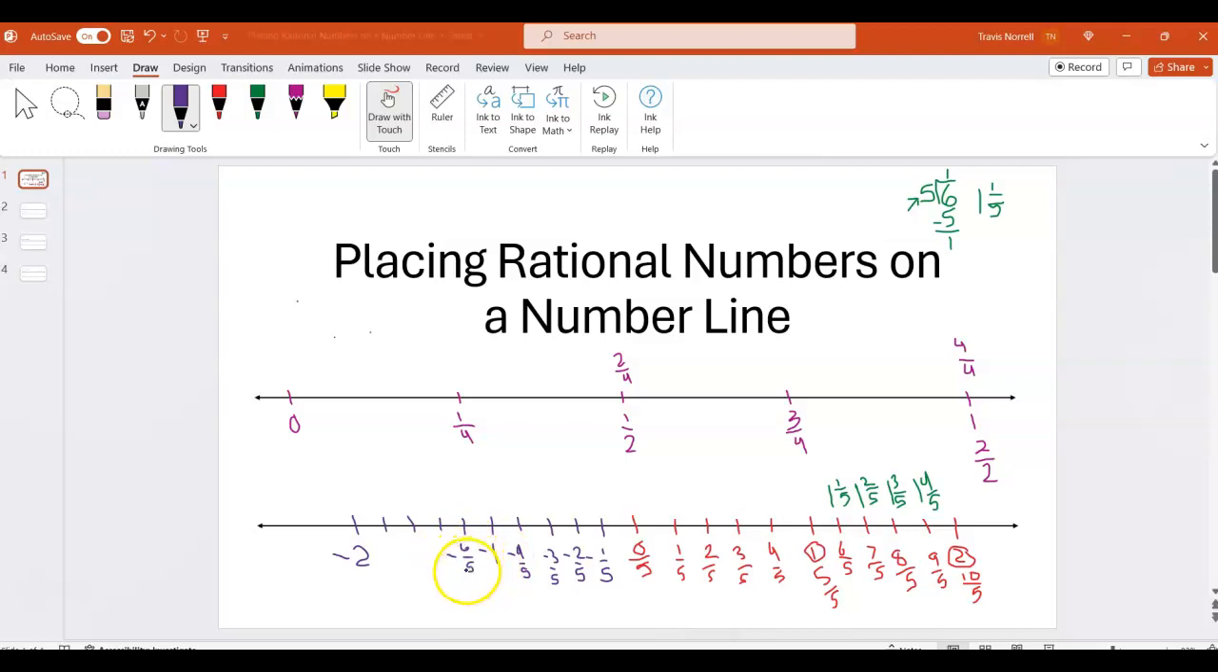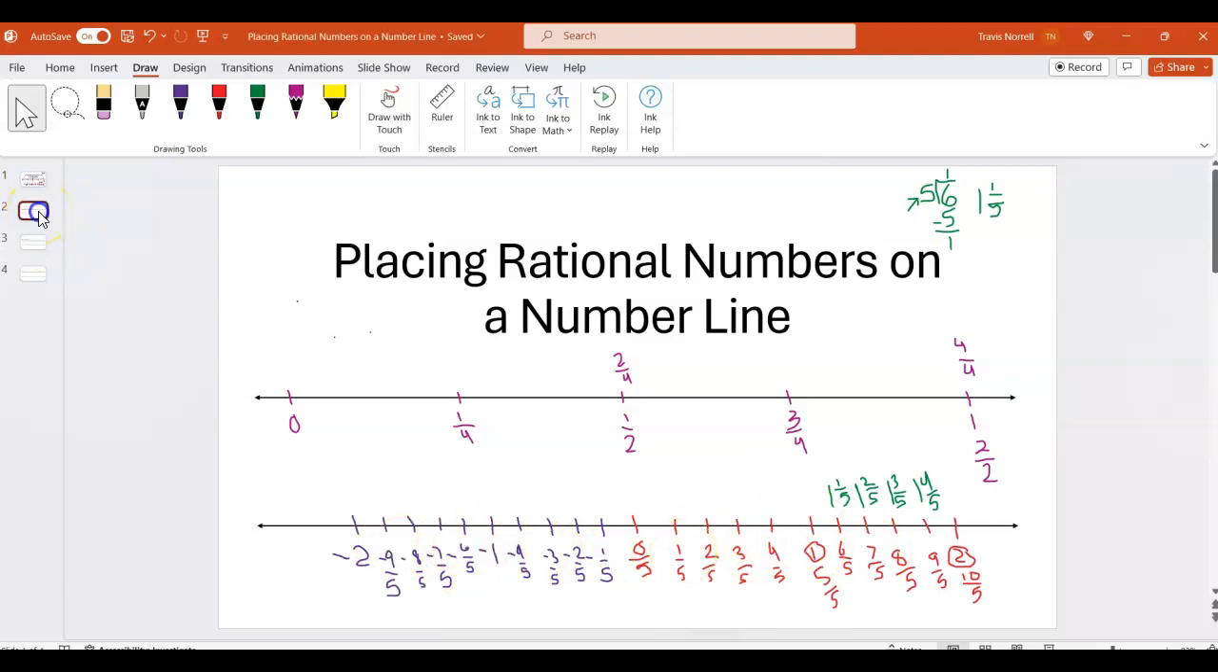Or negative 1 and 1/5. Negative 7/5, or negative 1 and 2/5. Negative 8/5, or negative 1 and 3/5. Negative 9/5, or negative 1 and 4/5. So you can kind of see how everything is mirrored on the left side of 0 just as it is on the right side of 0. It's just these are negative and these are positive.